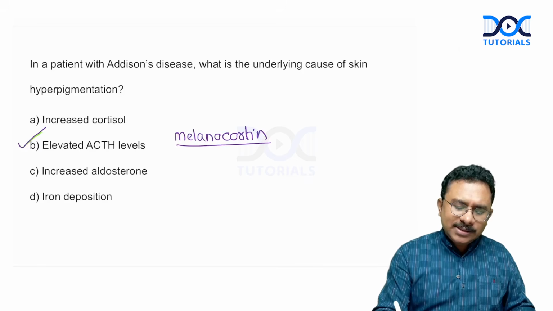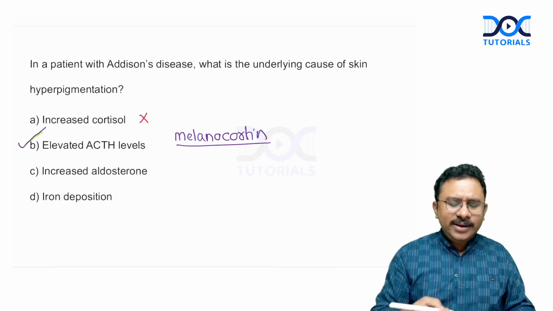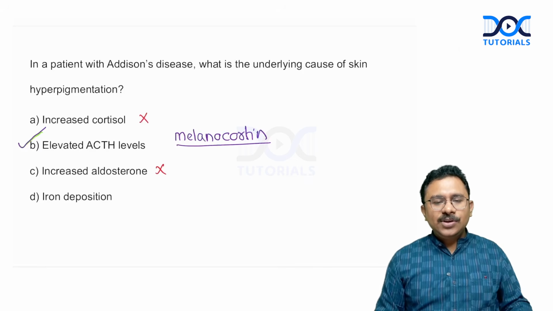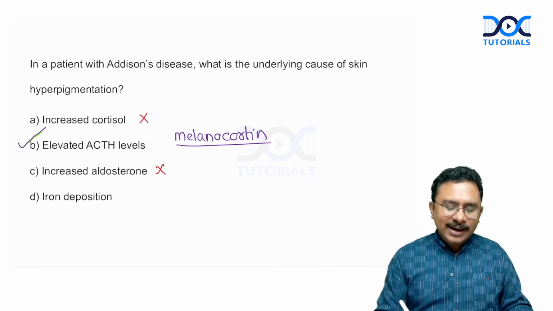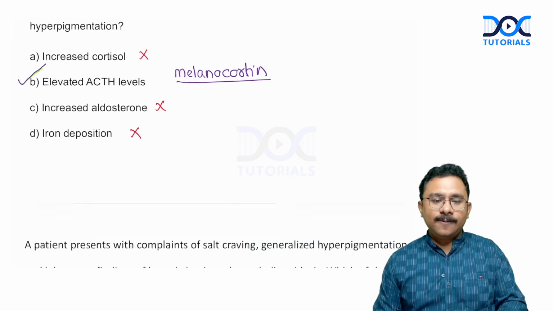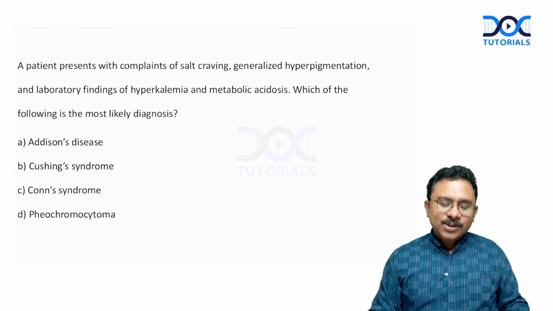What about increased cortisol? We know that Addison is not increased cortisol, it is decreased cortisol. Addison is not increased aldosterone, it is decreased aldosterone. Iron deposition is a feature in case of hemochromatosis. That is not going to be the answer. Okay. Coming to next question.